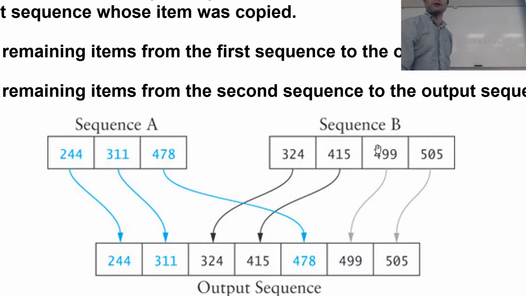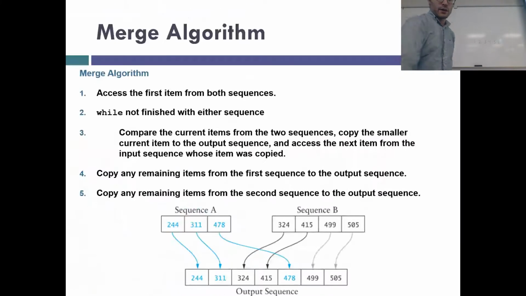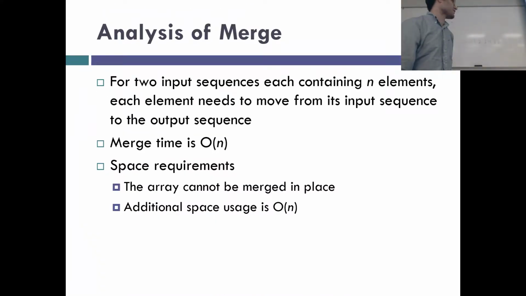Everybody see how this works, where we're moving one item at a time, right? Not a very difficult algorithm to deal with, right? Everybody got it so far? Okay. So the analysis of this is that it takes O of n time, where n is the number of items you're trying to merge.